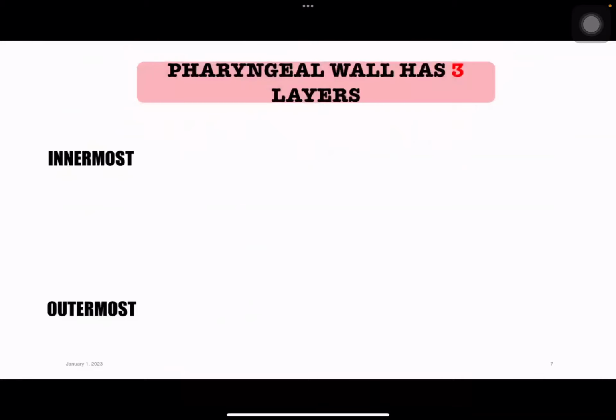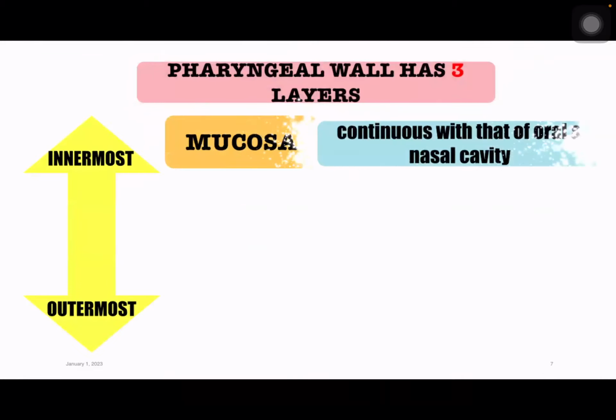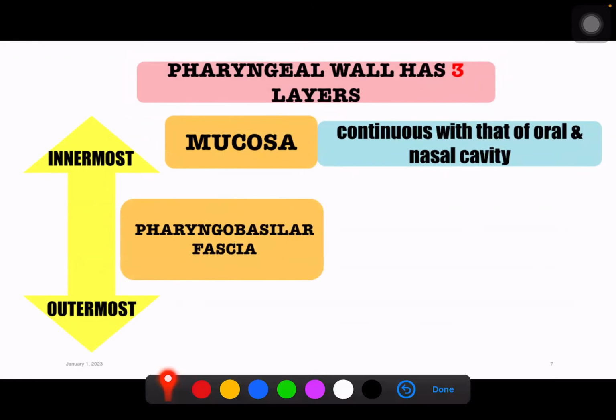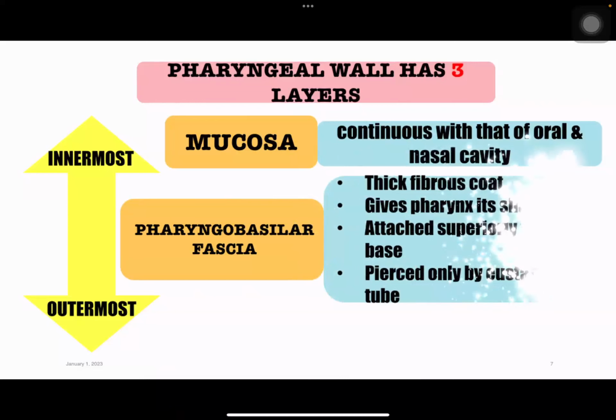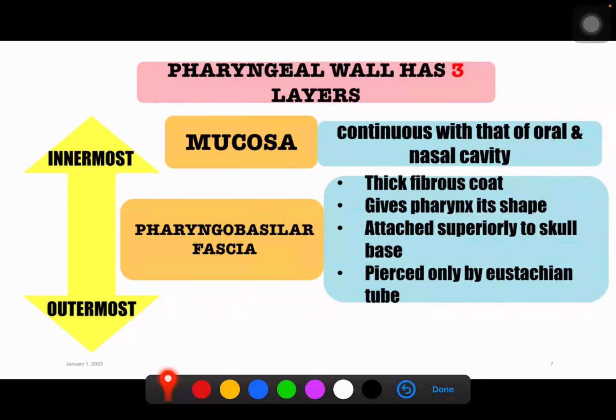Regarding pharyngeal wall layers, it consists of three parts. Innermost is the mucosa, which is continuous with that of oral and nasal cavity. That is to say, it is a columnar epithelium at the nasopharynx and stratified squamous epithelium at the oro and hypopharynx. The submucous layer is pharyngobasilar fascia, which is a thick fibrous layer that gives pharynx its shape, attached superiorly to the skull base, and pierced by Eustachian tube, and at a lower level, it is pierced by the levator veli palatini muscle, which will then insert into posterior part of soft palate.